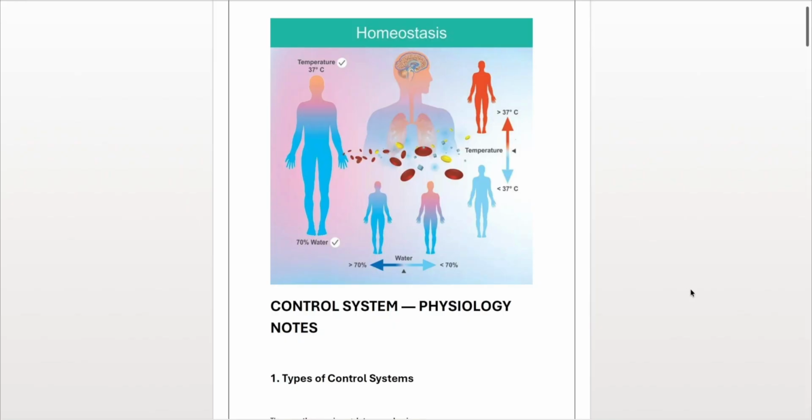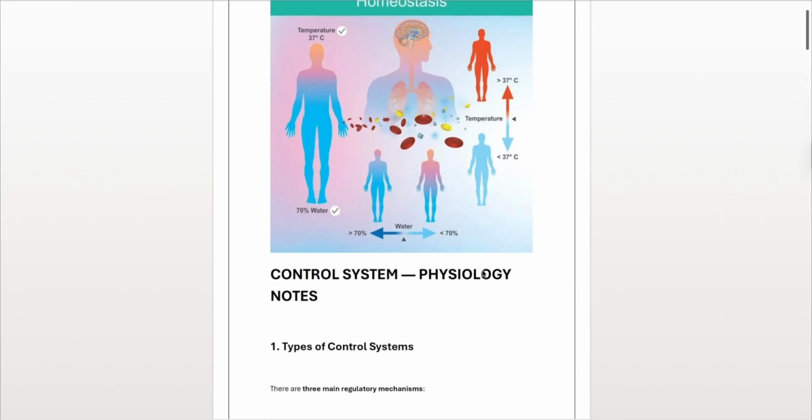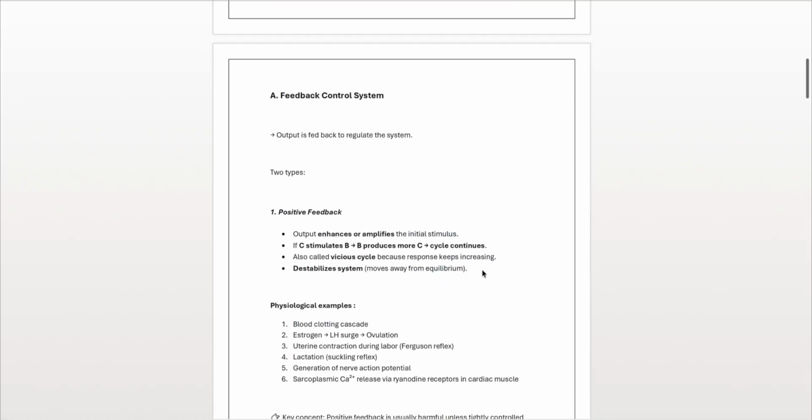Let me explain how the body maintains stability. Our body constantly tries to keep internal conditions stable. This is called homeostasis. To achieve this, it uses control systems. And there are three types of control systems: positive feedback, negative feedback, and feed forward.